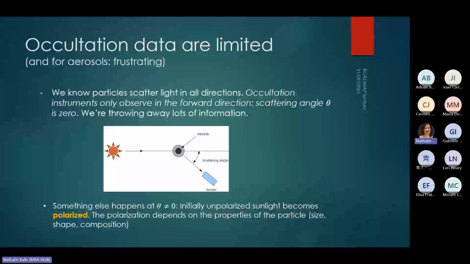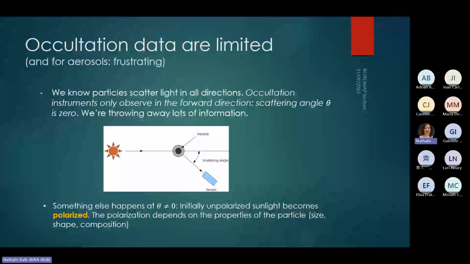And the solution is to measure in other directions, because we know particles scatter in all directions. Occultation instruments only observe in the forward direction. Scattering angle is 0. This is the scattering angle. This is the forward direction. And we are throwing away lots of information, actually.